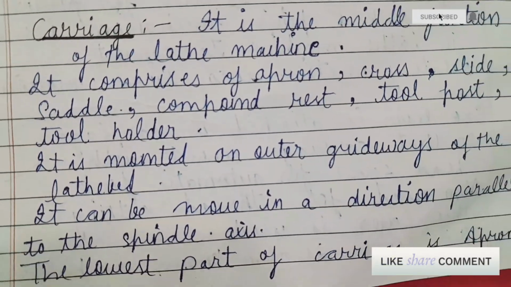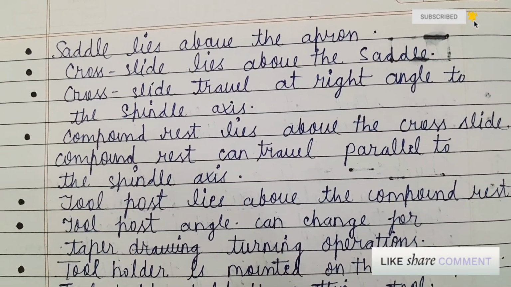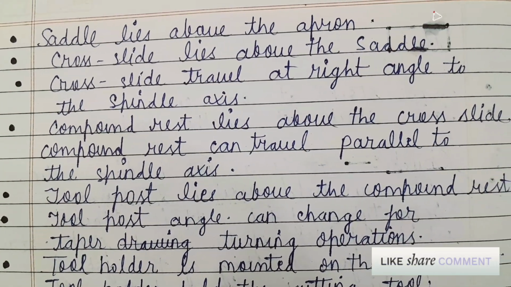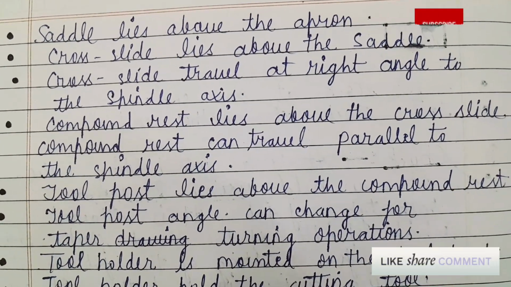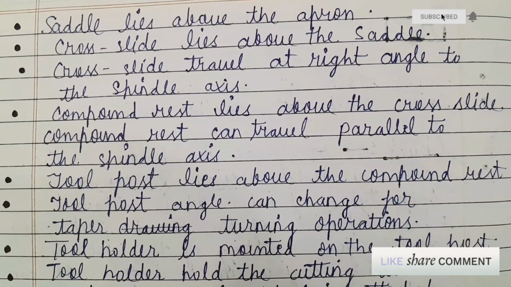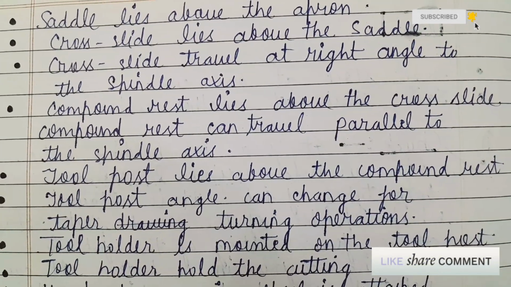The apron is the lowest part of the carriage. The saddle lies above the apron. The cross slide lies above the saddle. The cross slide travels at a right angle to the spindle axis. The compound rest lies above the cross slide. The compound rest can travel parallel to the spindle axis. The tool post lies above the compound rest. The tool post angle can be changed for taper turning operations.